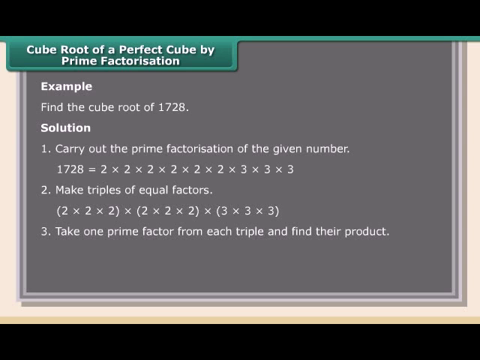Take one prime factor from each triple and find their product. 2 × 2 × 3 is equal to 12. 12 is the required cube root, that is, the cube root of 1728 is equal to 12.